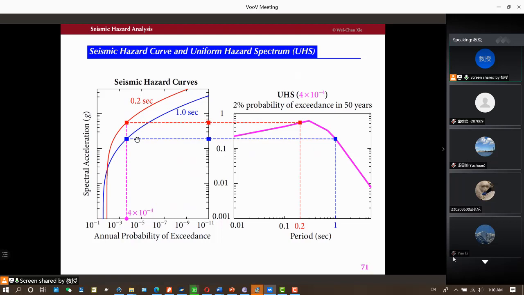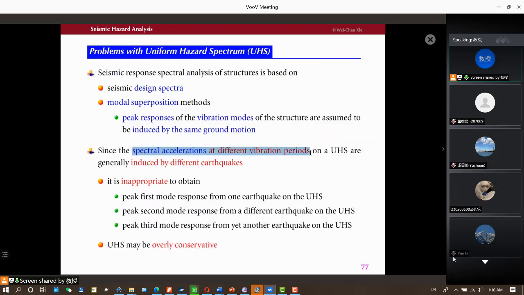But although this is not rigorously correct, people have been using this for analysis. And if we use UHS for analysis, the results are overly conservative, very conservative.